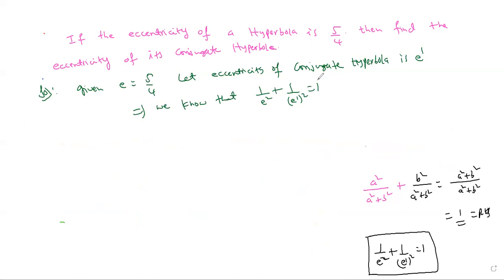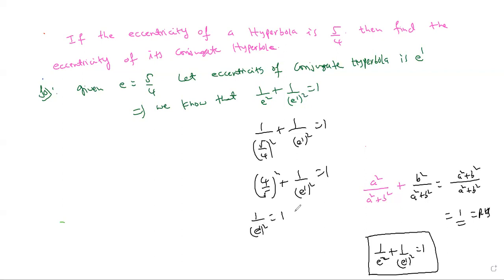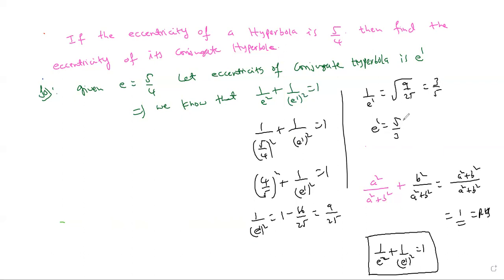1 by e squared, e is 5/4. 1 by e is 1 by 5/4, whole squared, plus 1 by e dash squared is 1. So 1 by 5/4 is 4 by 5, whole squared, plus 1 by e dash squared is 1. So 1 by e dash squared is equal to 1 minus 16 by 25. So 25 minus 16, 9 by 25. Yes, 1 by e dash is equal to under root 9 by 25, which is 3 by 5. Therefore, e dash is 5/3.